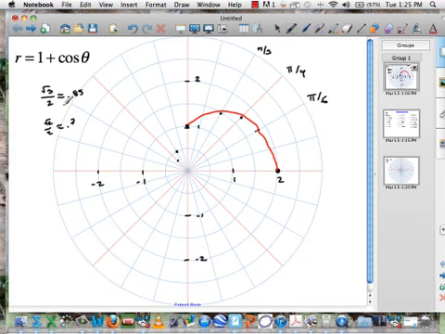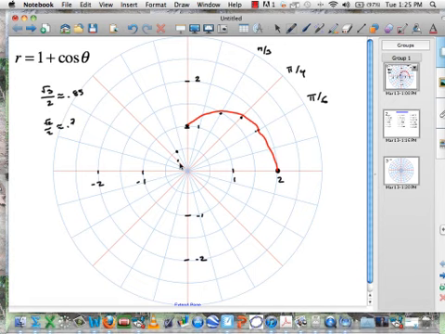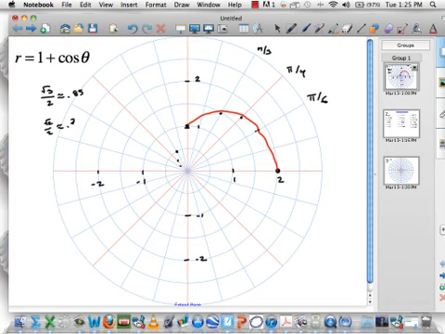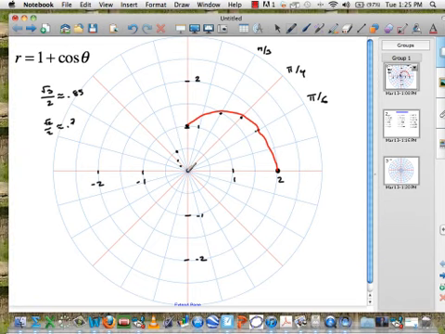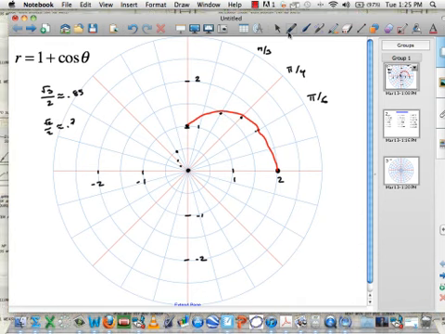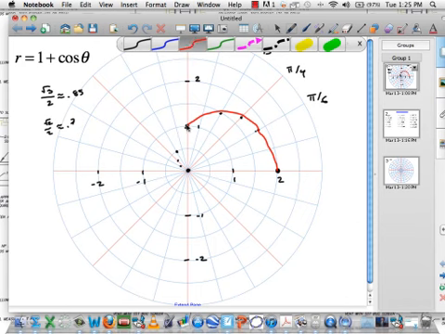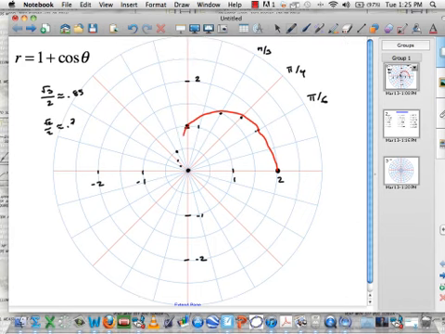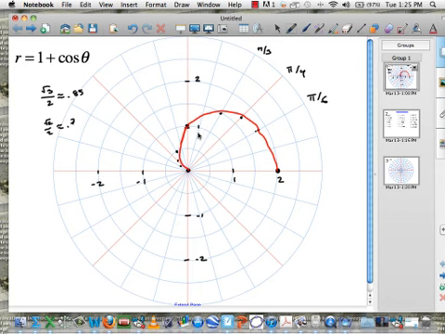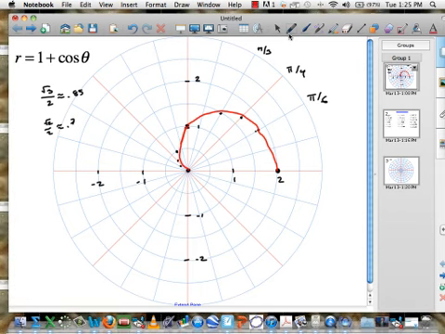And then we go to 5 pi over 6. I'm going to have 1 minus 0.85, 0.15. So again, very close. And then we get back to pi. We have 1 minus 1, which puts me back at the pole. Okay. We're going to see a little bit later that points where r equals 0 are going to be very important for us to help us graph quickly. Okay, so this graph spirals in towards the pole and gets to the pole when theta is pi.